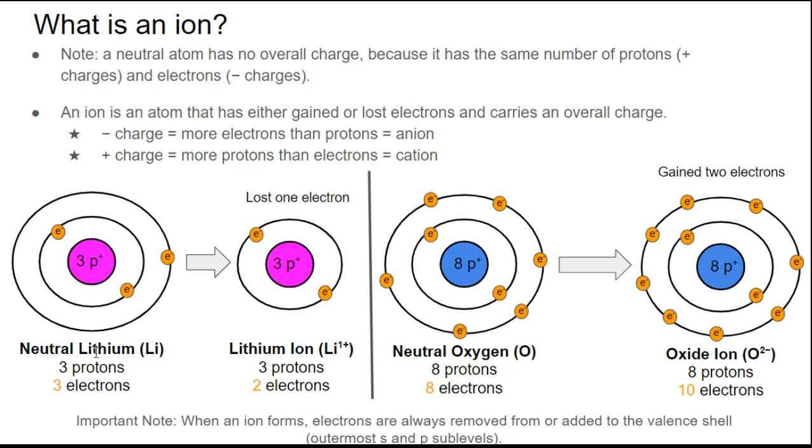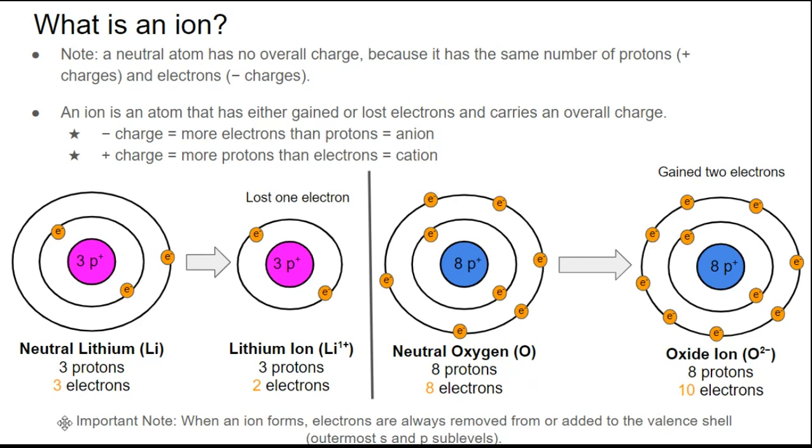Here we're starting with neutral lithium. Lithium has 3 protons, and as a neutral atom, it has 3 electrons. It loses 1 electron to become the lithium 1+ ion. It still has the 3 protons. Atoms never gain or lose protons to become ions, but it now only has 2 electrons. Okay, it's lost 1 electron. It now has more protons than electrons, and so it carries a +1 charge.